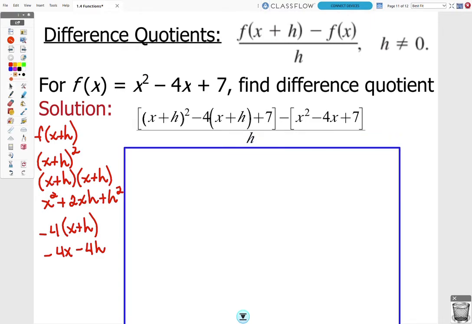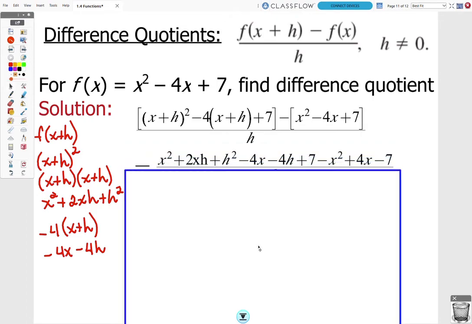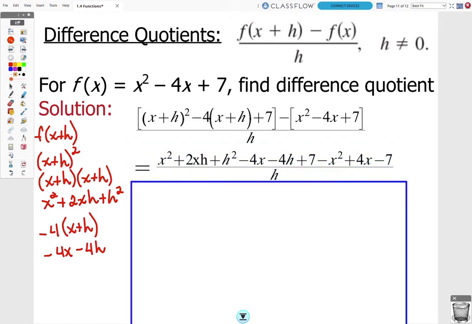The nice thing about this is I went ahead and actually worked this out on the side so you can see it spelled out a little bit, but it's quite a bit. There's the x squared plus 2xh plus h squared, then minus 4x minus 4h plus 7. Also notice there's something else going on here. This is minus all of that, so that becomes minus x squared minus, you have to distribute. So minus 4x becomes plus 4x, and then minus the positive 7 becomes minus 7. Don't forget that, or the whole thing is not going to work out.